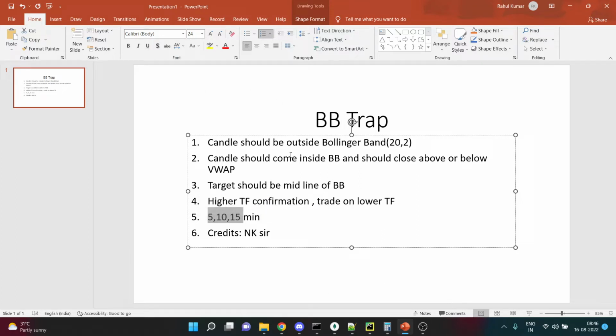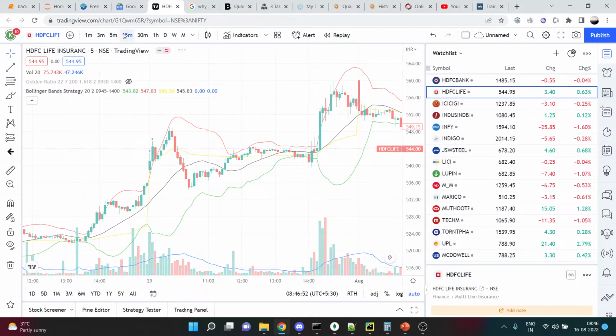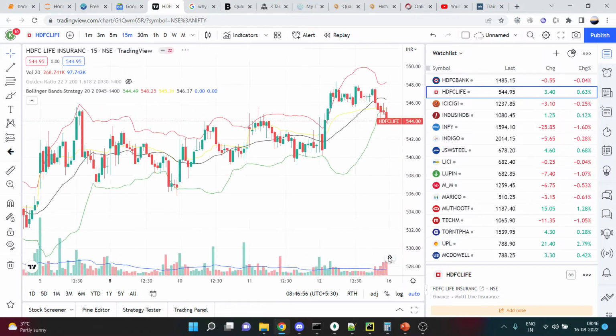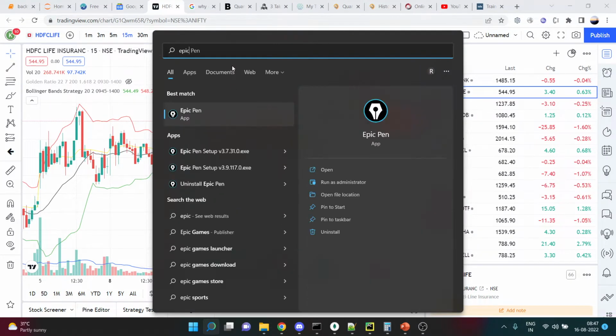But the most crucial thing about this BB trap is that first we need to get a signal on the higher time frame, that is on the 15-minute. Once the 15-minute signal comes, then we will test on the 5-minute. So let's go and see the signal. First we'll go for the 15-minute and try to get a signal where the candle is closing outside the BB, basically.